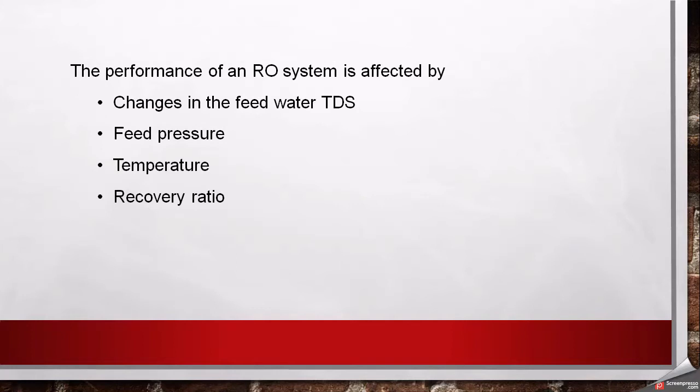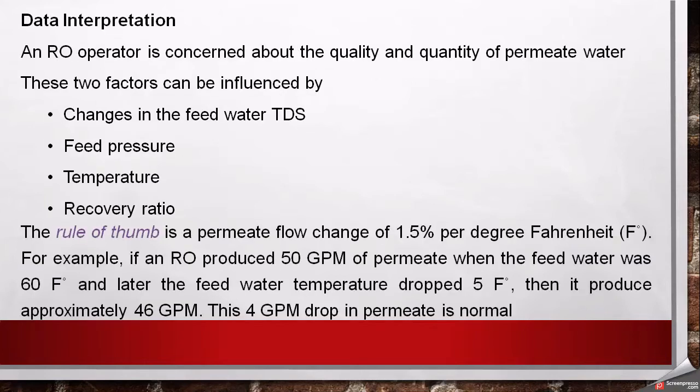The performance of a reverse osmosis system is normally affected by these four important aspects. Number one, changes in the feed water TDS, which is the quality of the feed water. Then feed pressure, then temperature of the feed water, and the recovery ratio. All these four parameters are very important in the evaluation of reverse osmosis membrane performance.